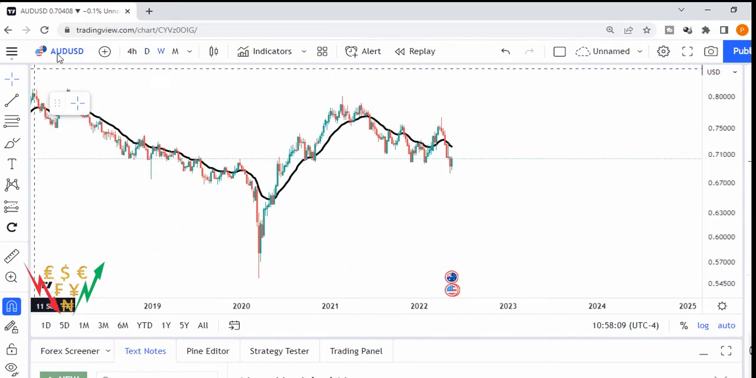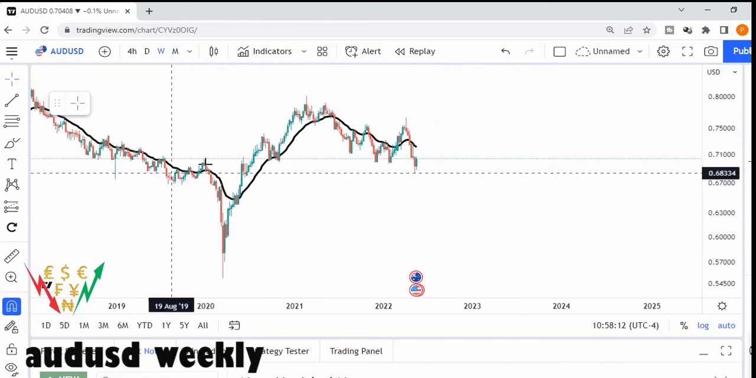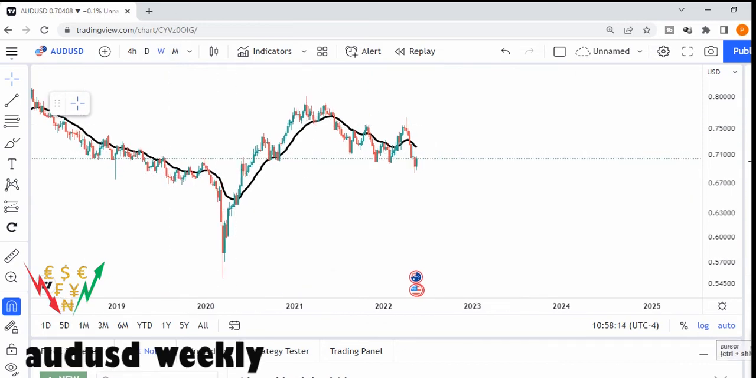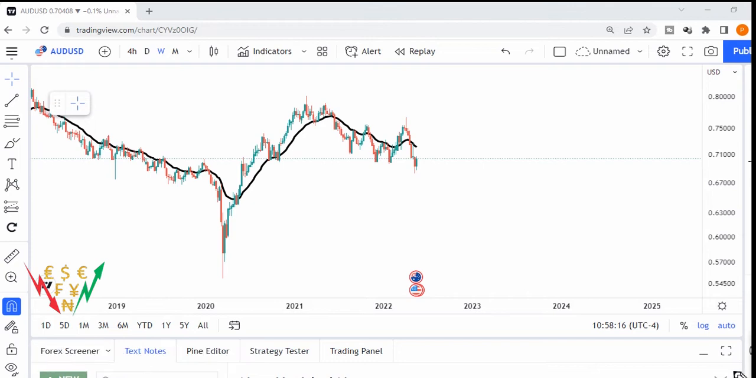So guys, on the Audusd weekly chart here, what I can see is that the pair, let me use the pencil, is actually bearish, right? We have this bearish movement. From this point here, the price had a massive downtrend. And just here in this week, we saw a kind of corrective move.